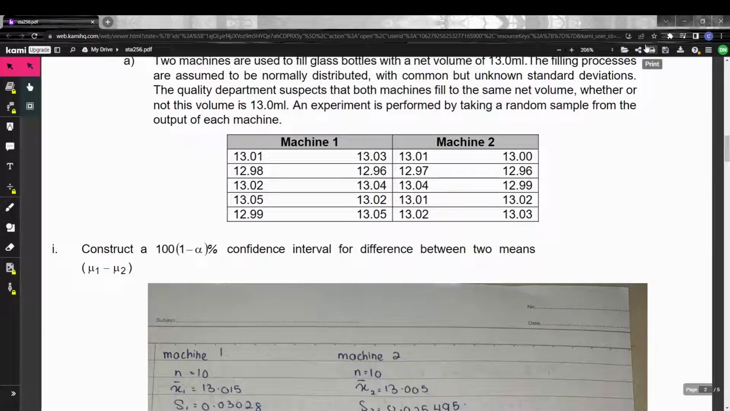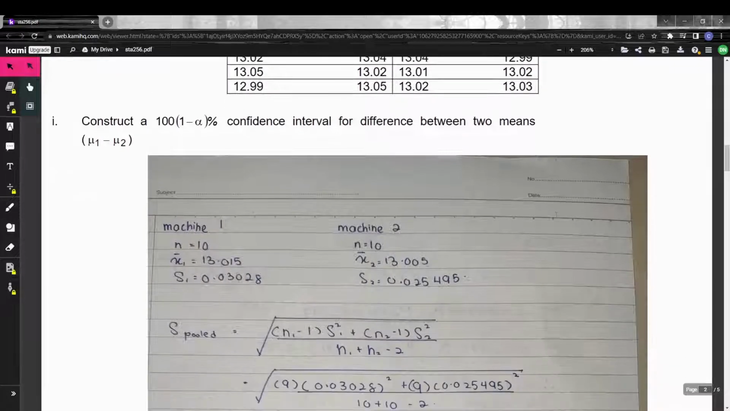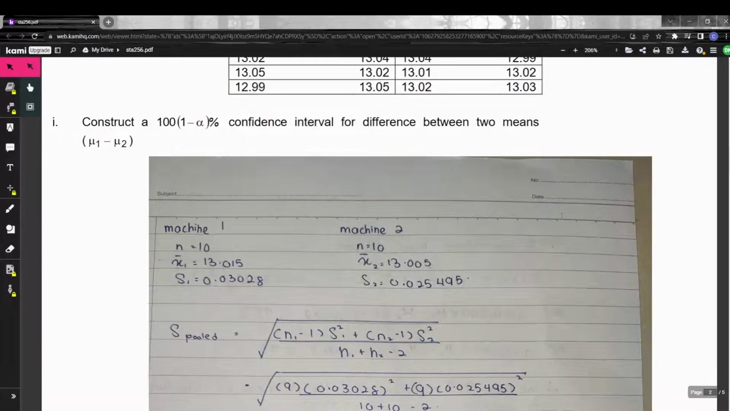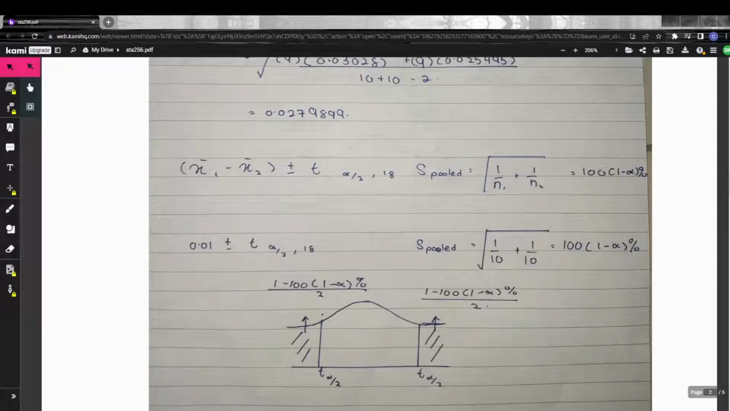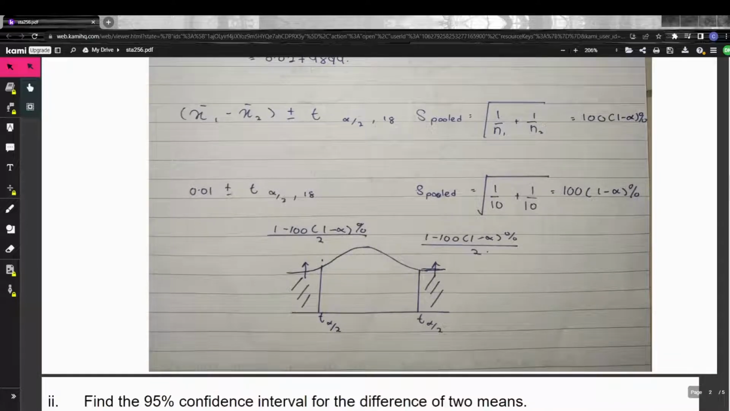First, we must find important information like sample size, X bar, and standard deviation. To find the standard deviation, we must use the pooled estimator formula to find S. Using Theorem 5, we can eventually obtain the difference between two means. Next, we must draw a graph to illustrate the equation that we get. So here is the graph after the illustration is made.